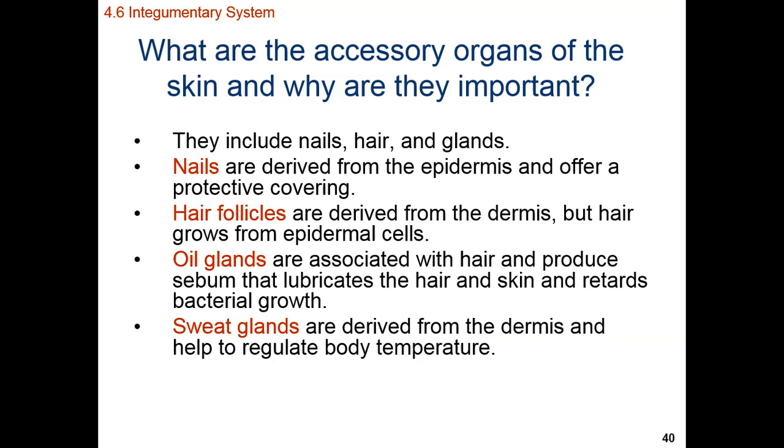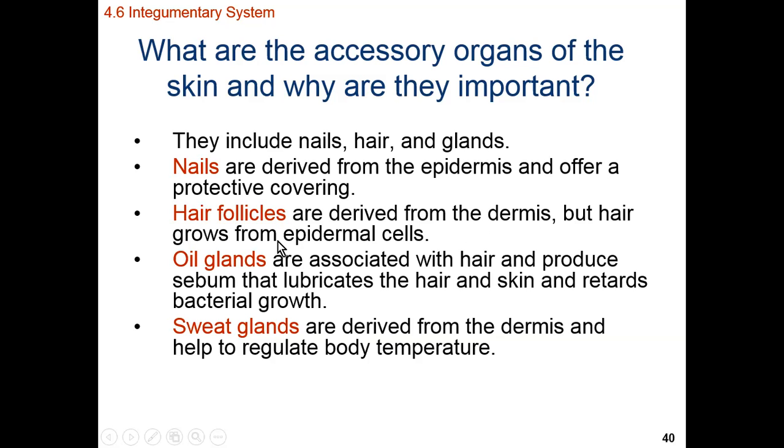If we look at some of the accessory organs of our integumentary system, they can include our fingernails and toenails. Those nails start in the epidermis and give us a protective covering for the distal ends, the far ends of our digits, the far ends of our toes and our fingers. We have hair follicles. Hair follicles start in the dermis, but the hair will grow through the epidermis to the surface of our body.